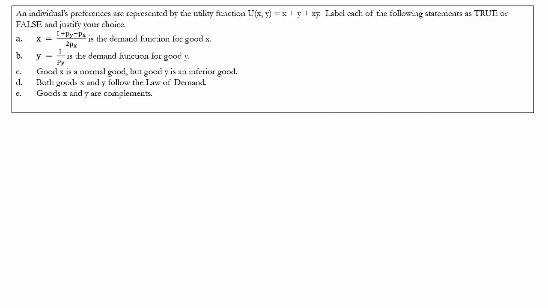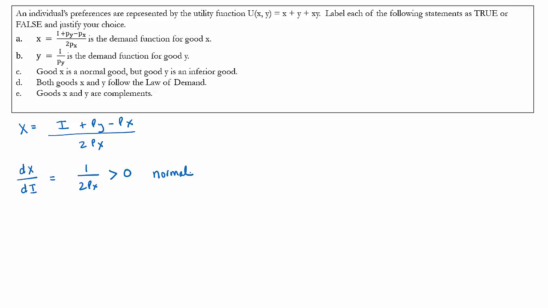Now let's look at C. Is good x a normal good? Is good y an inferior good? Well, the demand function for x, remember, looks like this. And so to determine whether x is normal or inferior, we can look at how x responds to a change in income. The derivative of the demand for x with respect to income, in this case, would be 1 over 2p of x, which is positive for positive prices. This reveals x to be a normal good.